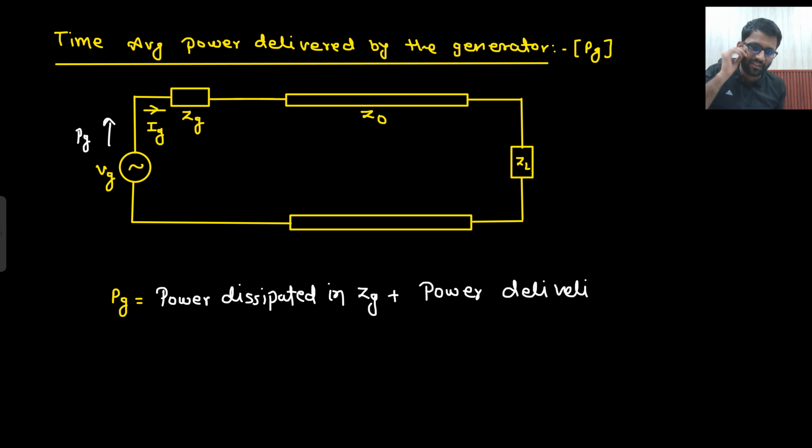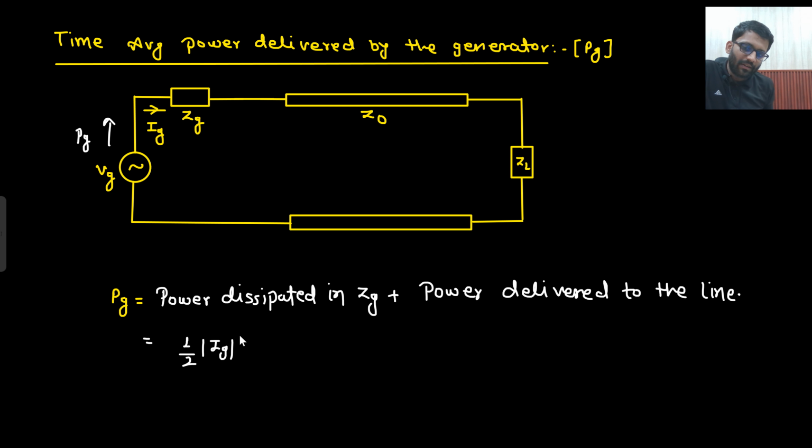Delivered to the line. Right? So what do you think? What will be the power dissipated in ZG? That would be half Ig square into ZG, not ZG, half Ig square into the real part of Zg.